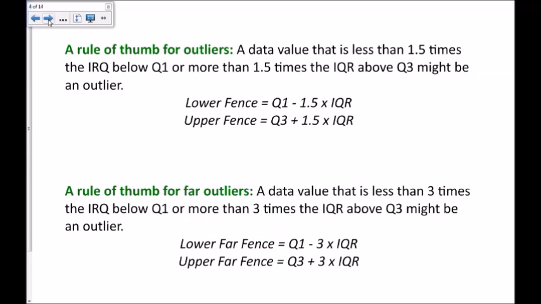So here is the rule of thumb for outliers. A data value that is less than 1.5 times the IQR below Q1 or more than 1.5 times the IQR above Q3 might be an outlier. Okay, that's our mathematical rule of thumb. We still need to look at the data value and see if it is different or not. Our rule of thumb for something called far outliers are when it's less than 3 times the IQR below Q1 or more than 3 times the IQR above Q3. Those are for far outliers.